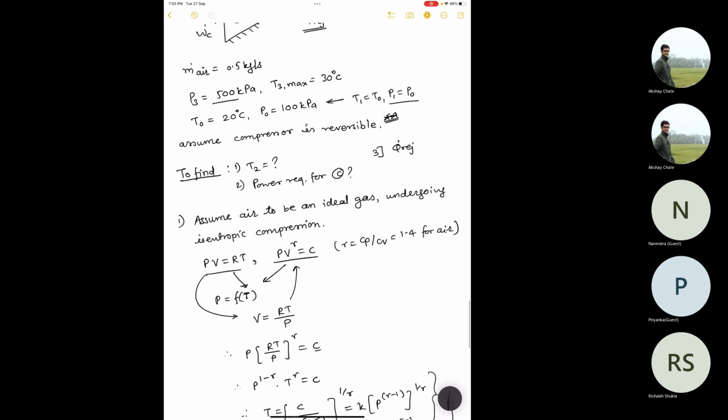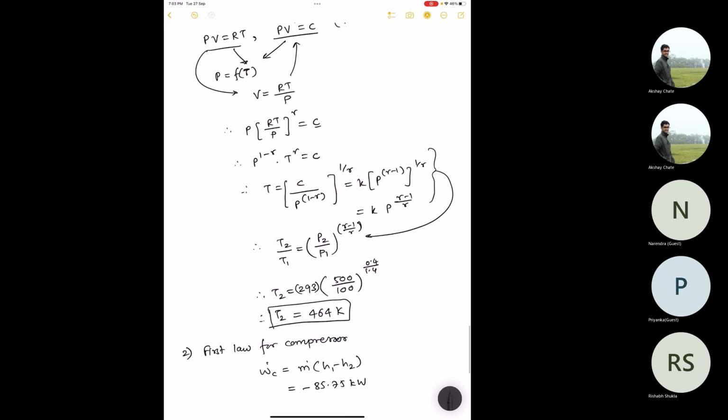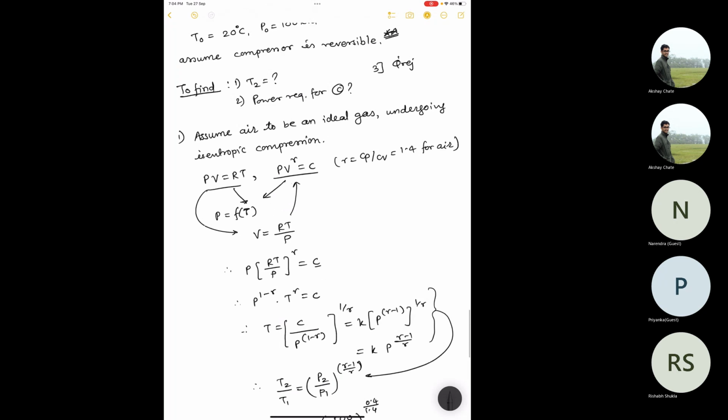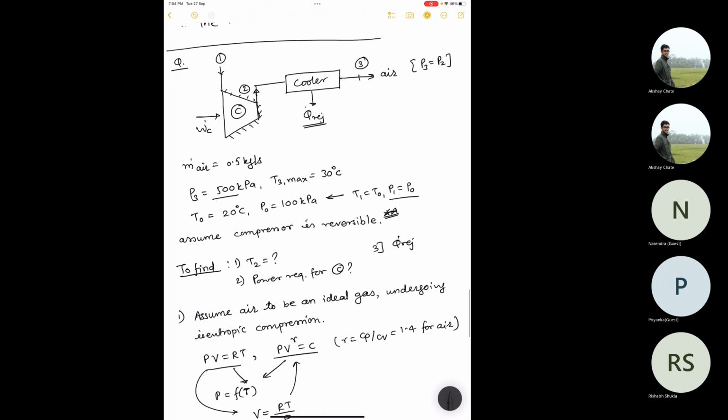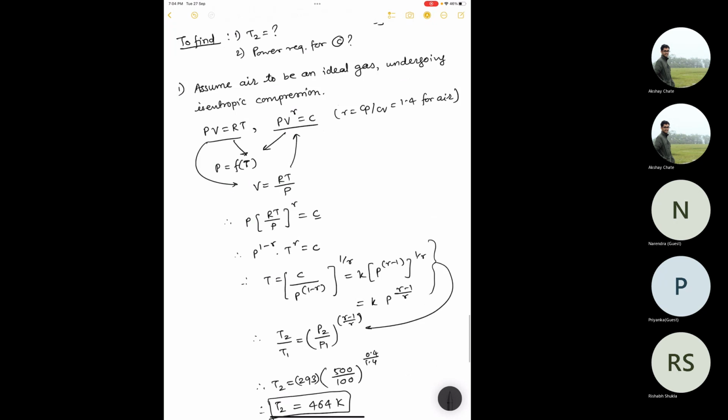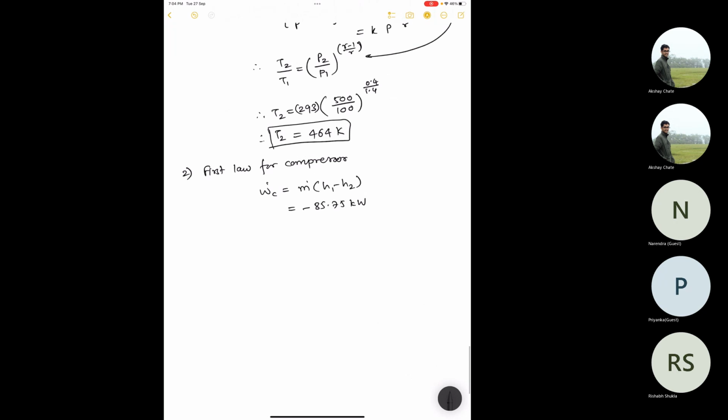I was expecting this would be asked in this question, but it is not. Anyway, I hope you understood what I have explained just now. If not, you can let me know. You can take this as an exercise to calculate the entropy generation.